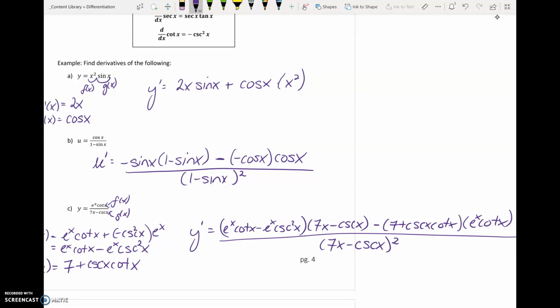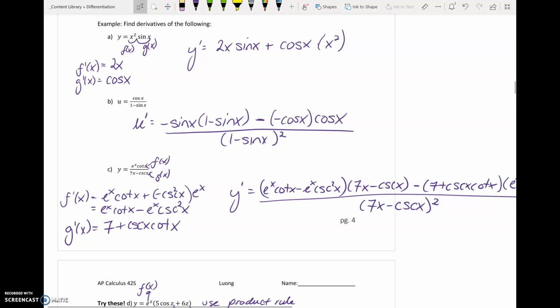And again, I suggest you leave it like that because you could make a mistake if you tried to simplify that further. You don't need to simplify unless, remember, the question tells you to simplify. If it just says find the derivative, then just find the derivative and leave it as is. So try these questions on the next page, and then when you're ready, press play to see the solution.